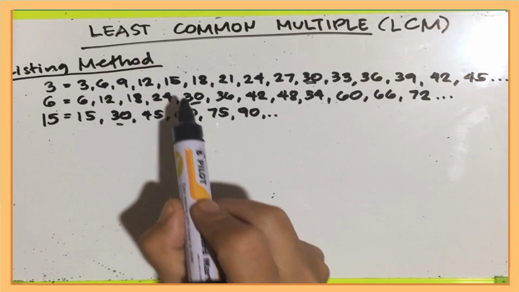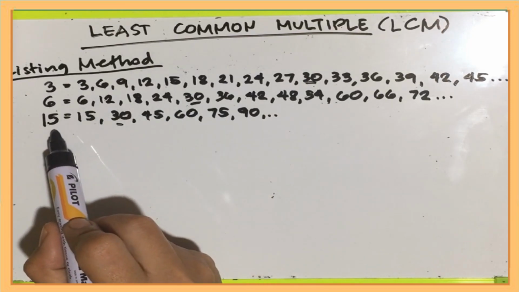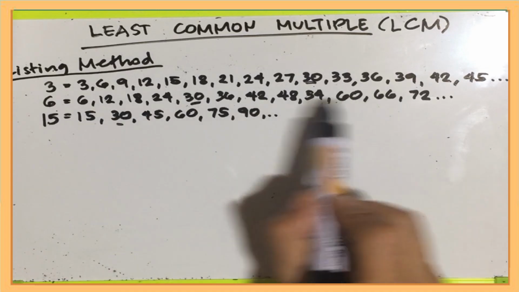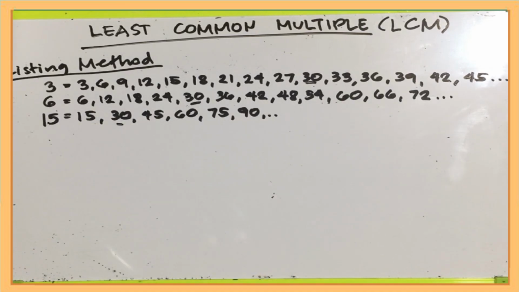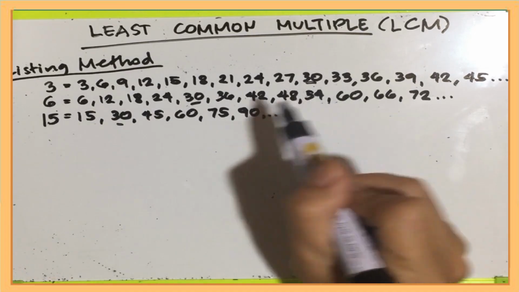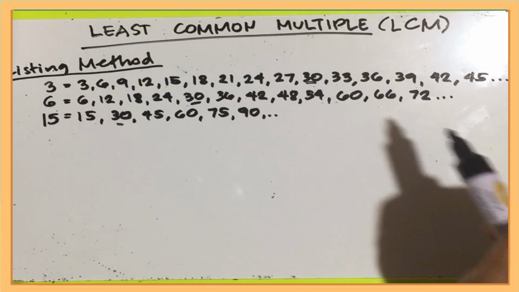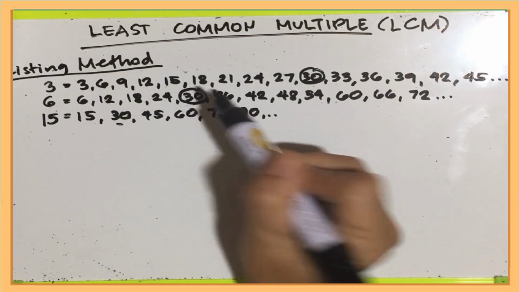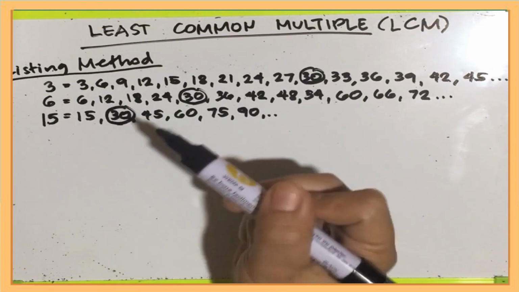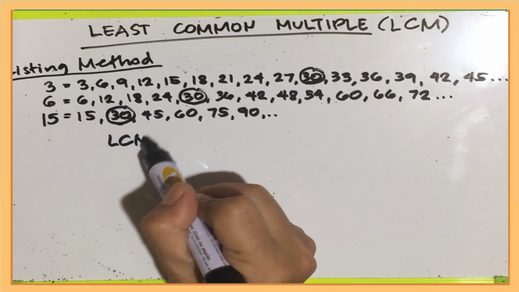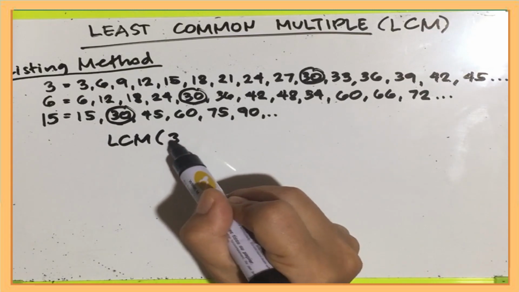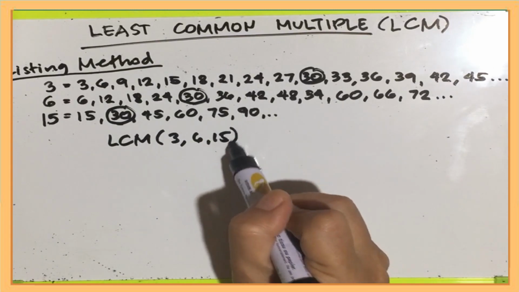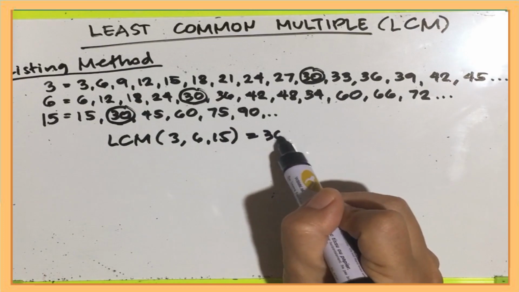15 also is a common multiple of 3 and 15, but it is not here in 6. Make sure that if we have 3 numbers, we get the multiple that is common to the 3 of them. Okay. So, the LCM of 3, 6, and 15 is 30.